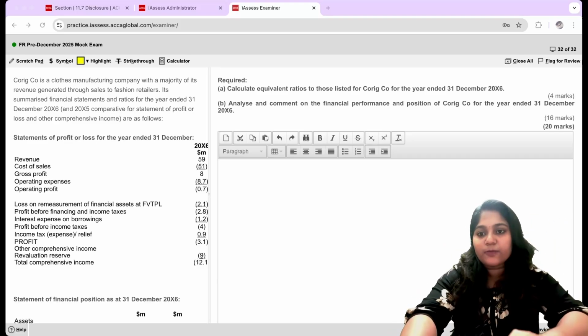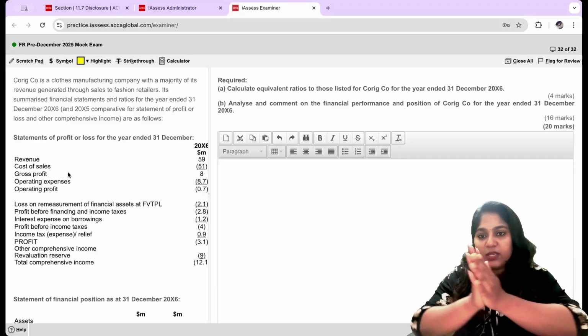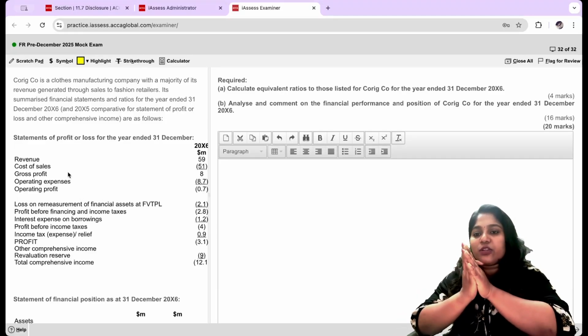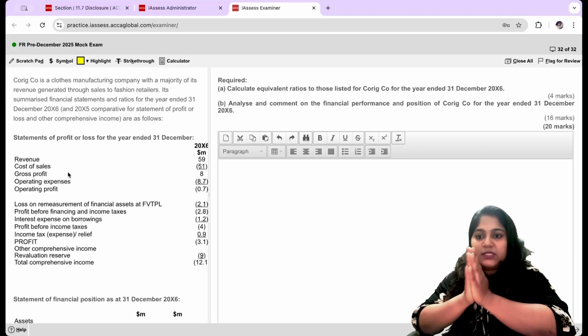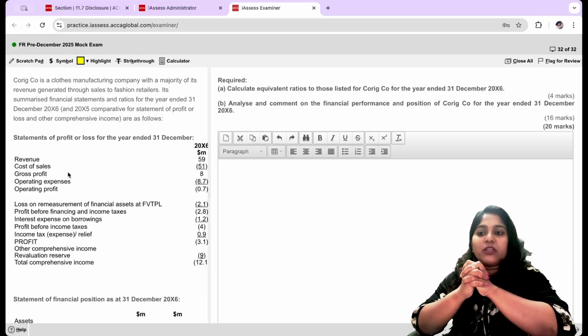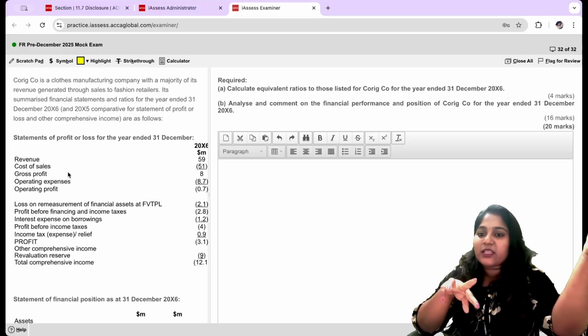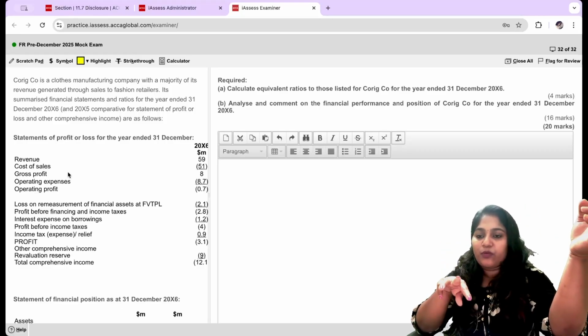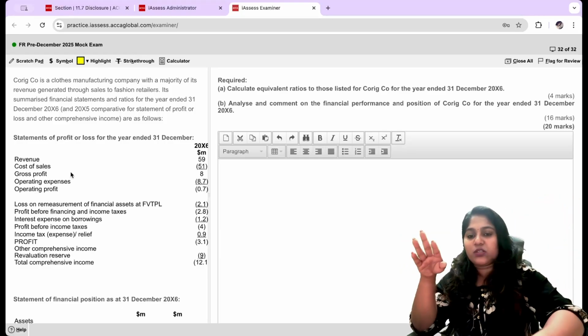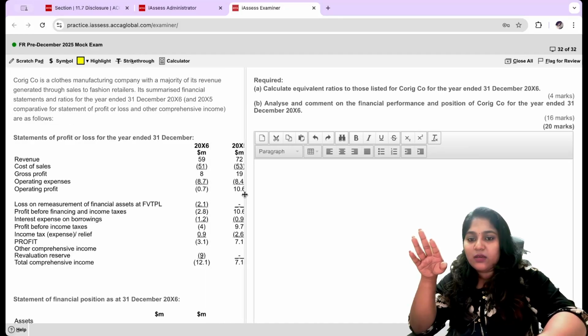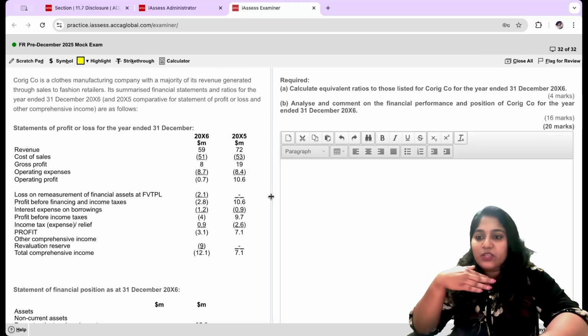So read the part. Corey Company is a cloth manufacturing company with a majority of its revenue generated through sales to fashion retailers. Its summarized financial statements and ratios for the year ended 31st December X6 and X5 comparative for the statement of profit or loss and OCI are as follows. We have revenue, and let me keep it big. Yeah, we have revenue, cost of sales, gross profit, and all of that.